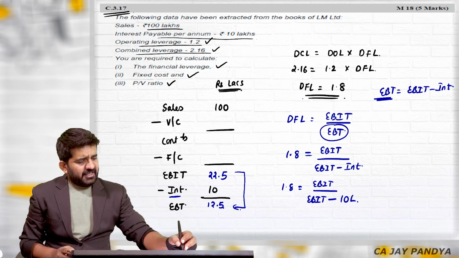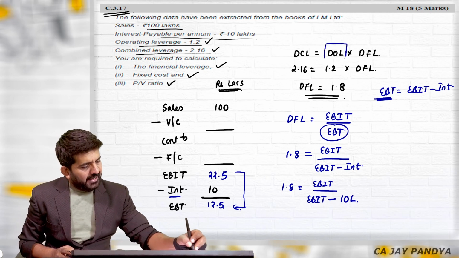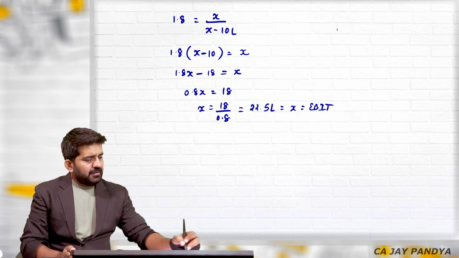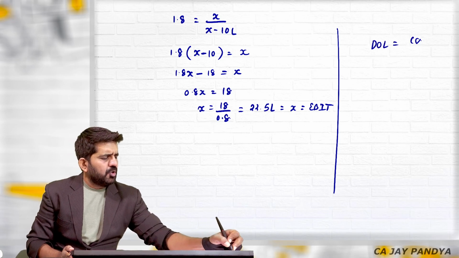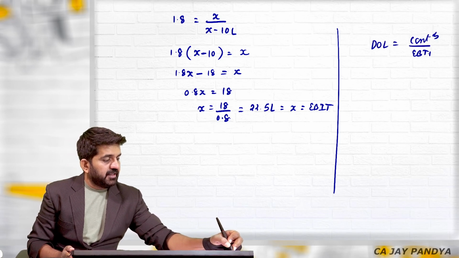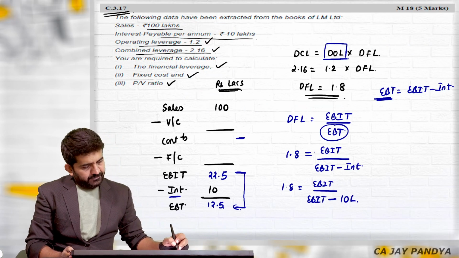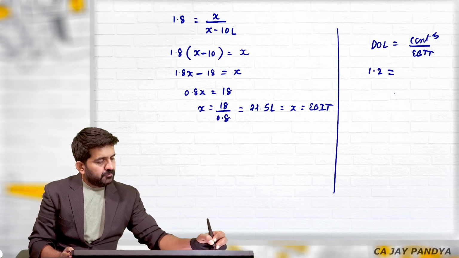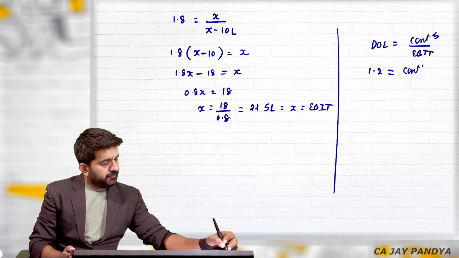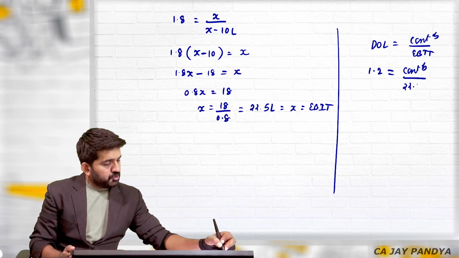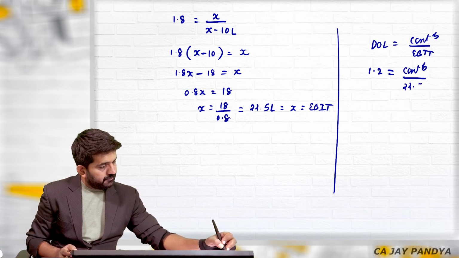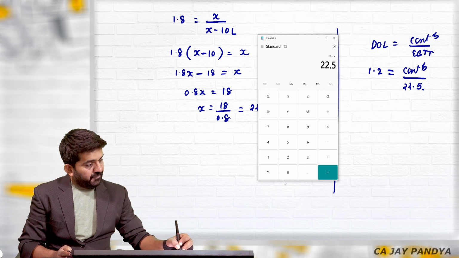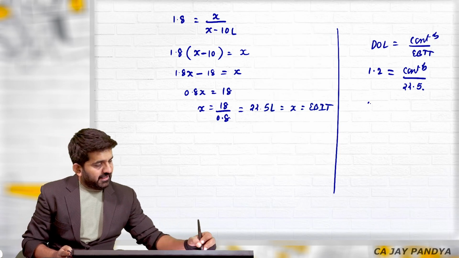Alright. Now we can easily use DOL to find out contribution, because we are having EBIT. What is DOL? Contribution upon EBIT is the value of DOL, which is 1.2. Contribution I do not know, but EBIT I know, which is 22.5 lakhs. Contribution will be 22.5 multiplied by 1.2, 27 lakhs.